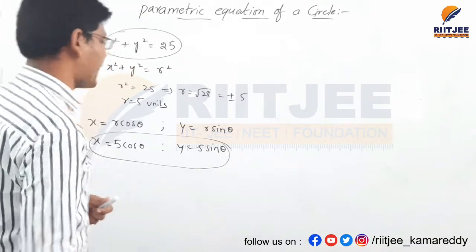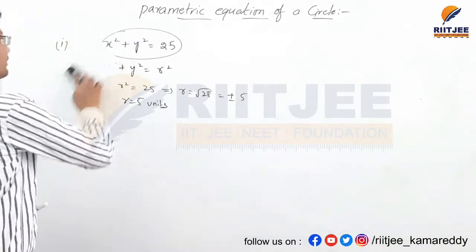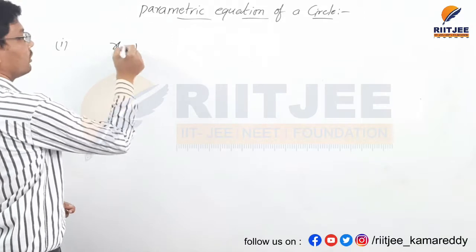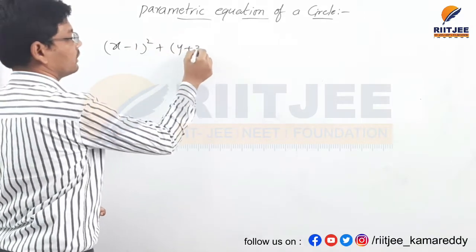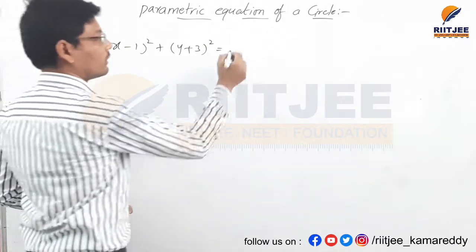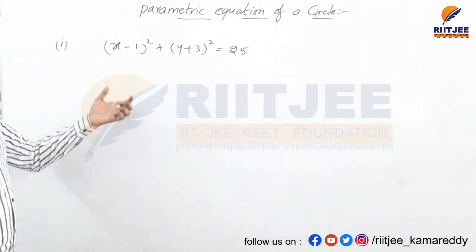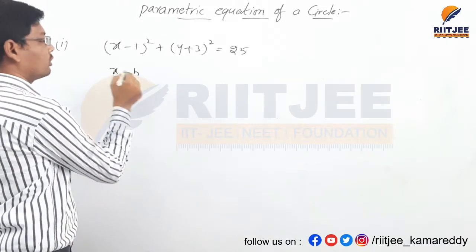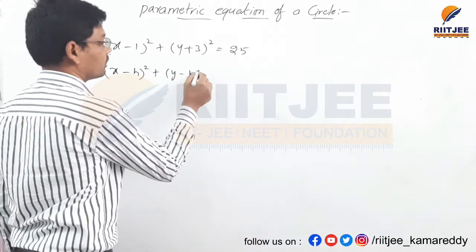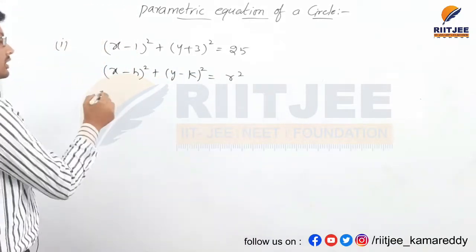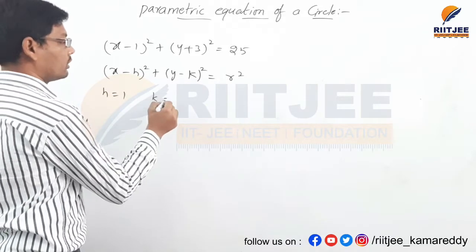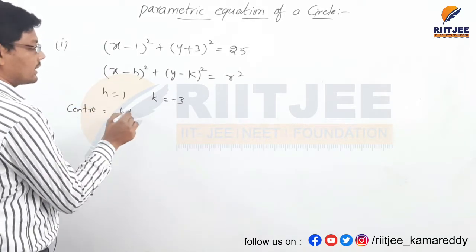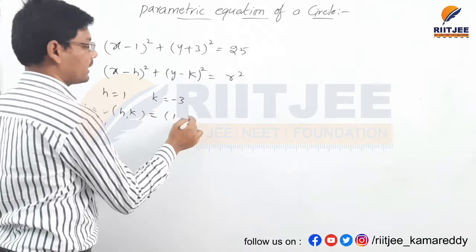Let us take one more example for the parametric equation of a circle having a different center: x minus 1 whole square plus y plus 3 whole square is equal to 25. And this is a circle having a center. If you compare this equation with x minus h whole square plus y minus k whole square is equal to r square, here h is equal to 1 and k is equal to minus 3. Here the center h comma k is equal to 1 comma minus 3.